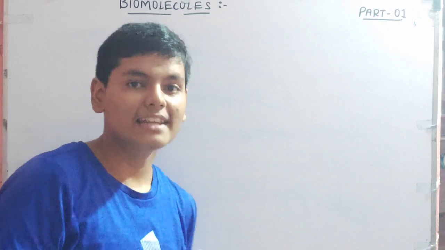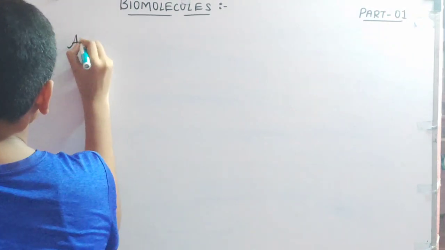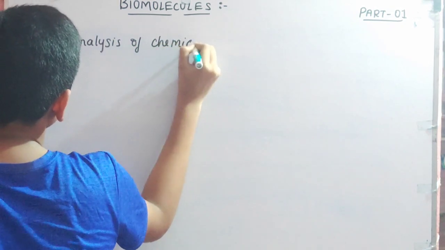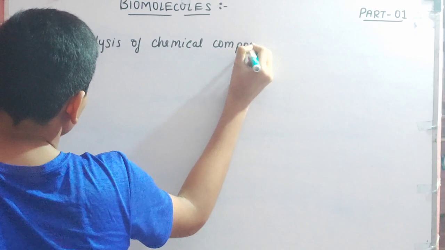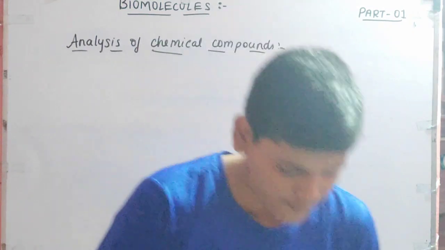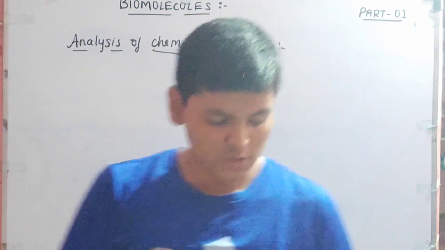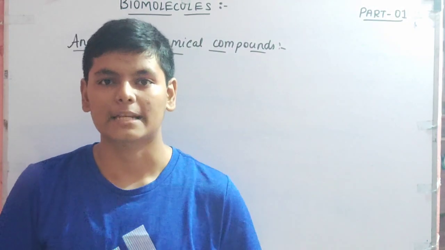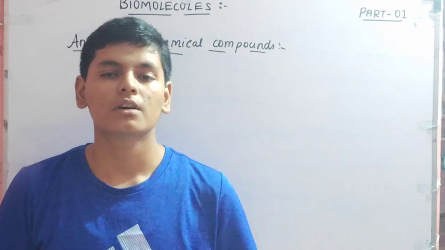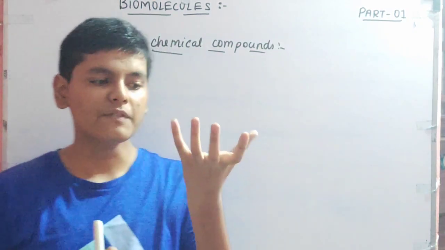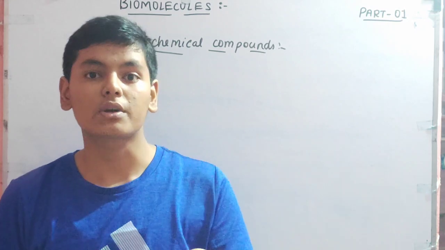So now we are going to analyze what is present in a living component. Analysis of chemical compounds. For this we have to perform some steps. What are the steps? So let us talk about theoretical things, what actually we need to do. For this we have to take a piece of a living cell. Suppose a leaf cell, suppose a plant cell, suppose a vegetable cell, or a piece of liver cells. We have to take that liver cell, we have to put it in mortar and pestle.